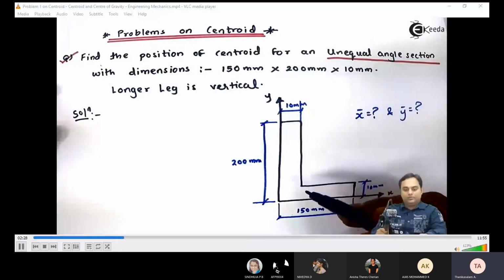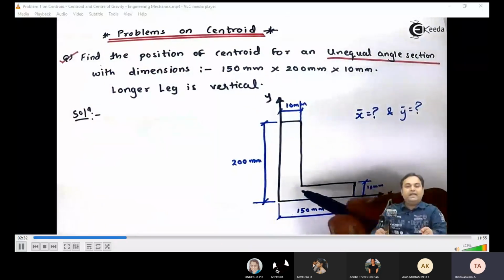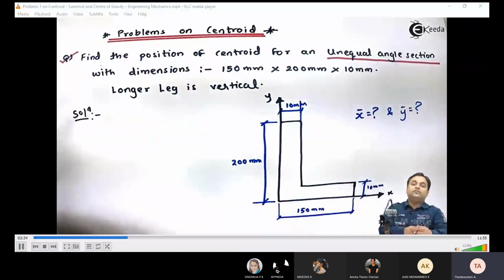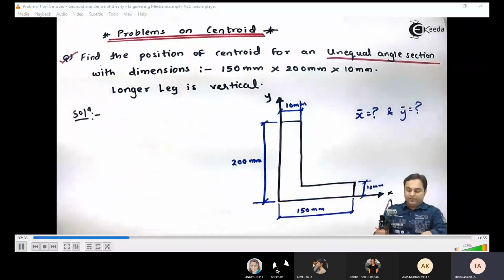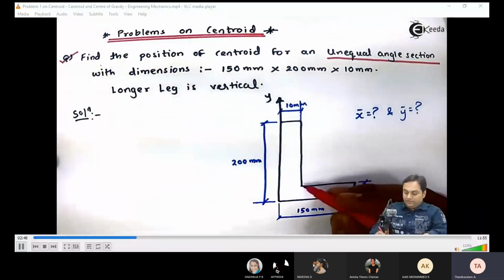We are solving the problem on centroid, and now the figure is an angle section. And in the formulas which we have written for the centroid, we don't have any direct formula to calculate the centroid for angle section. So what we can do here, we will divide this unequal angle section into two rectangles.